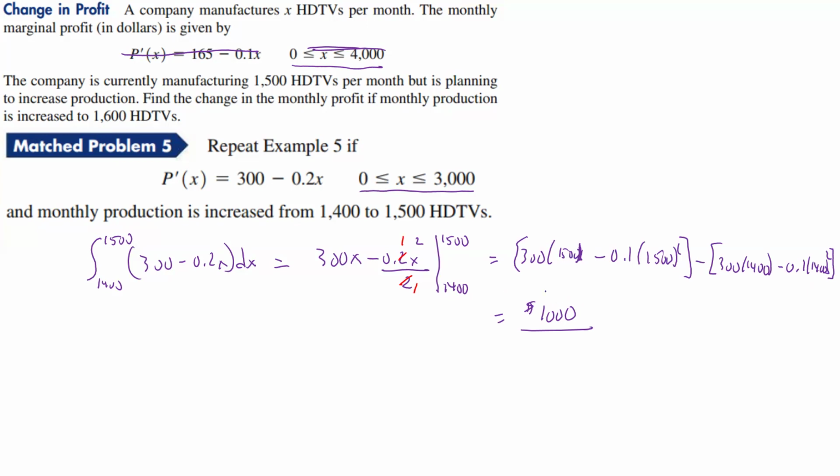Now, what if they had said, instead of manufacturing 1,400, say they started with 1,500 and they're going to go to 1,400? So now it's going to be 1,500 here and 1,400 here. Well, how do we do that? We're just going to change it to 14 and 15, and then we put a negative out in front, and that means we're going to lose $1,000 per month.